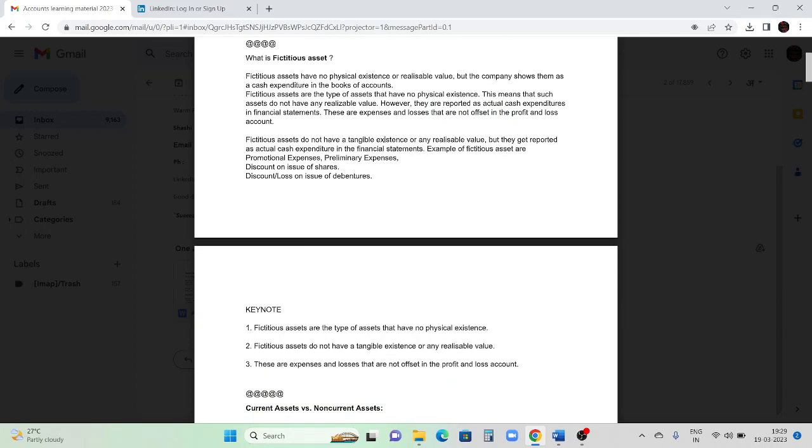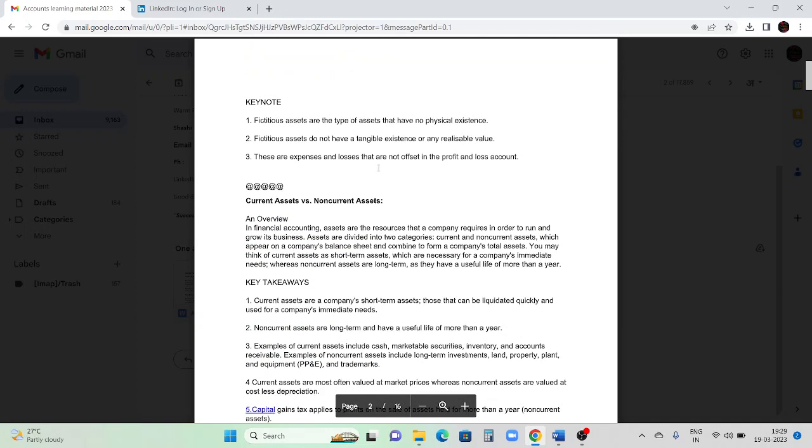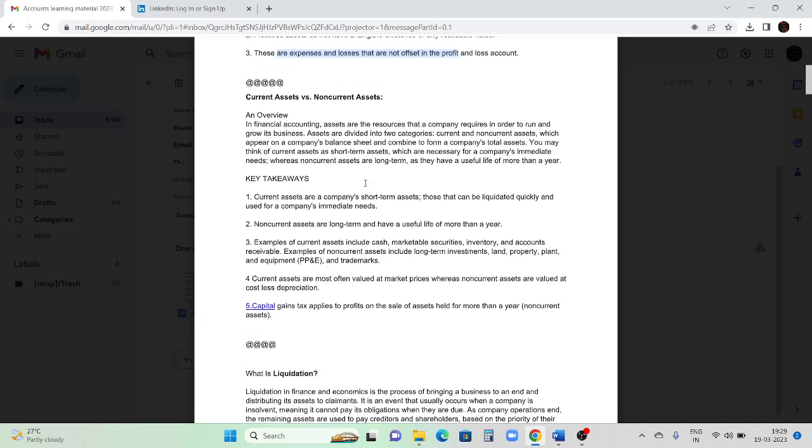Fictitious assets do not have a tangible existence or any realizable value, but they get reported as actual cash expenditure in the financial statement. Examples of fictitious assets are promotional expenses, preliminary expenses, discount on issue of shares, and discount or loss on issue of debentures. So these are the assets which have no physical existence. They do not have a tangible existence or realizable value, and these are the expenses and losses that are not offset in the P&L account.